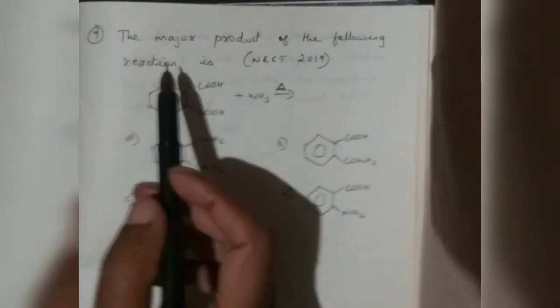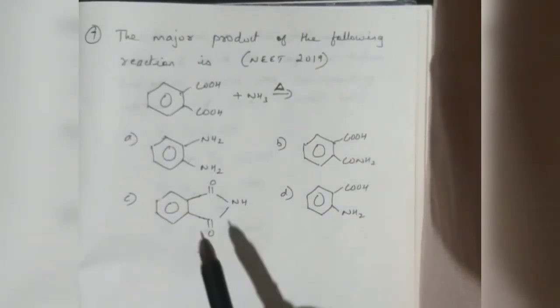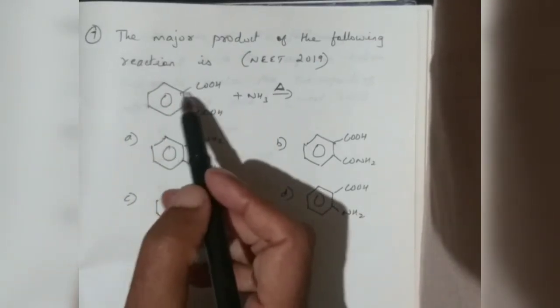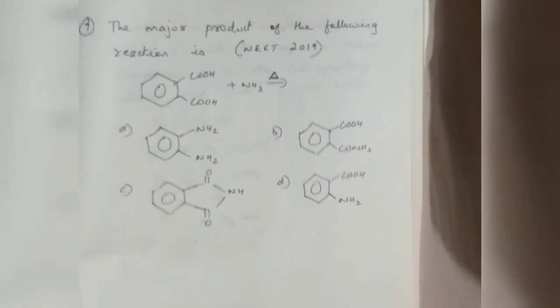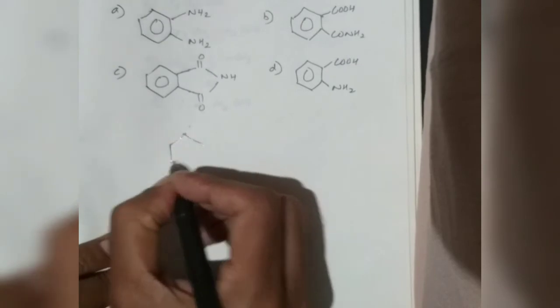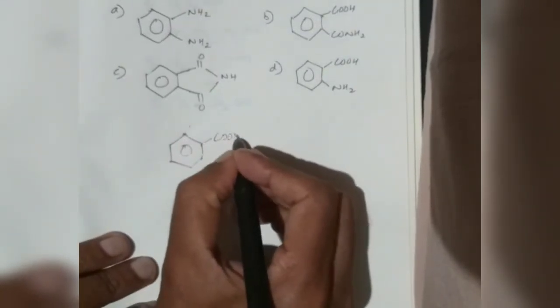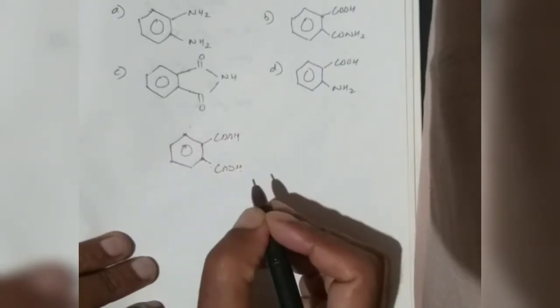So the next question will be: the major product of the following reaction is. It is a NEET 2019 question. So they have given the structure. This is phthalic acid with ammonia. They have given the 4 options. So now let us take that reaction. So benzene ring. When I write 1 COOH, we call it benzoic acid. When I write 2 COOH, it will be phthalic acid.